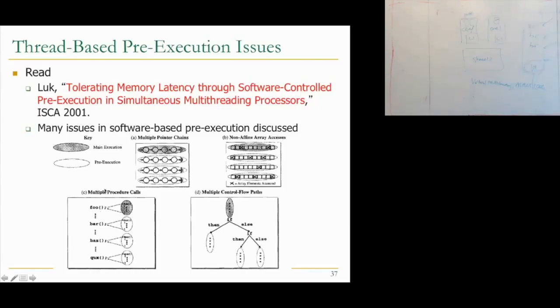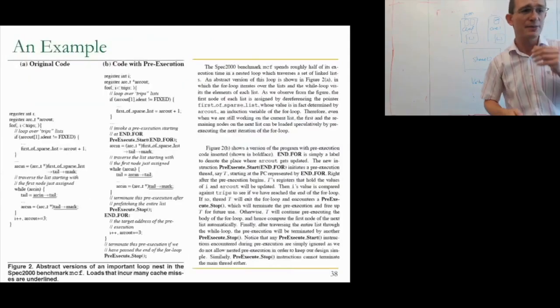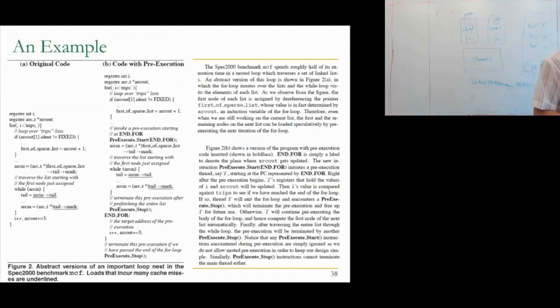And there are a bunch of other ones. Here, for example, multiple procedure calls. You can do function-based parallelization. When the main processor is executing one function, the pre-execution can be executing different functions. This way you can achieve function-level parallelization. And this paper talks about many issues, and I'm not going to go over this example, but it is from MCF. It's a memory-intensive workload from the Spec 2000 and 2006 workload suites. And this is an interesting workload.